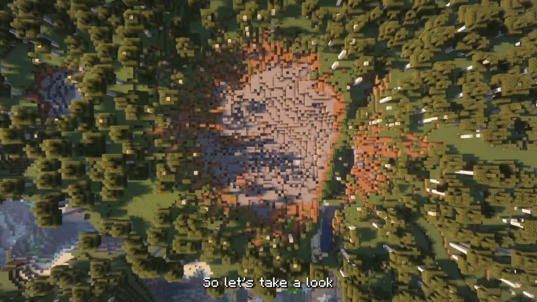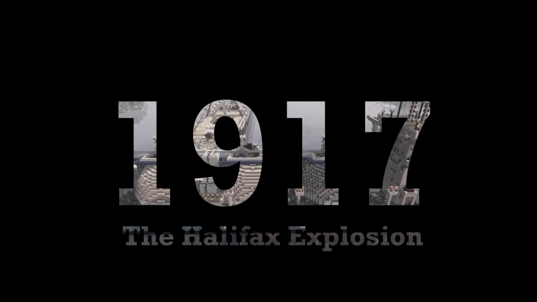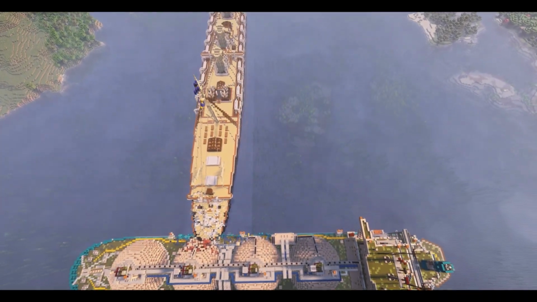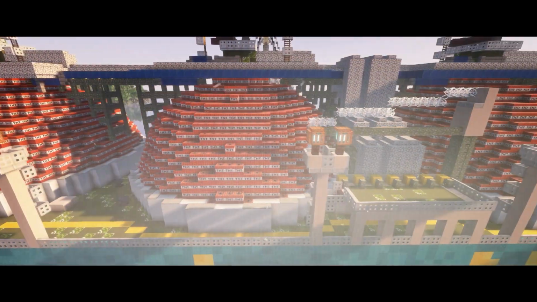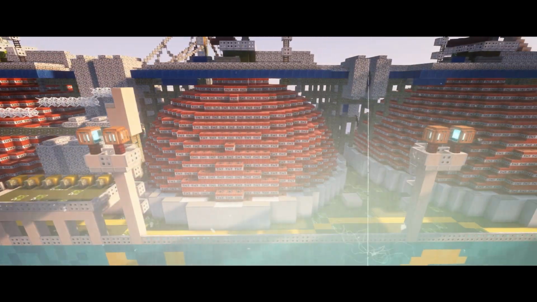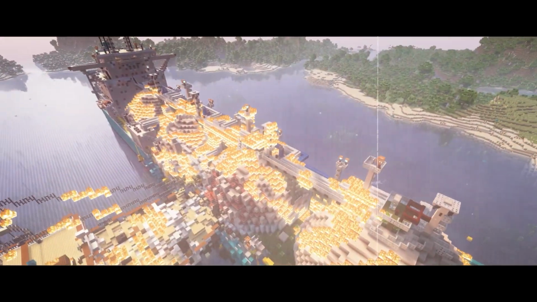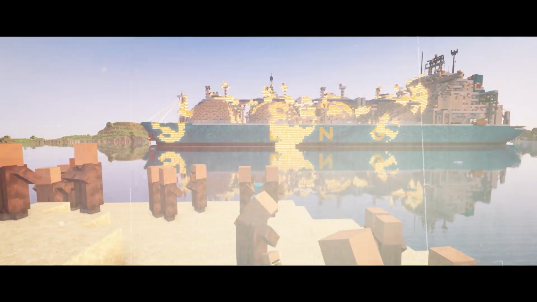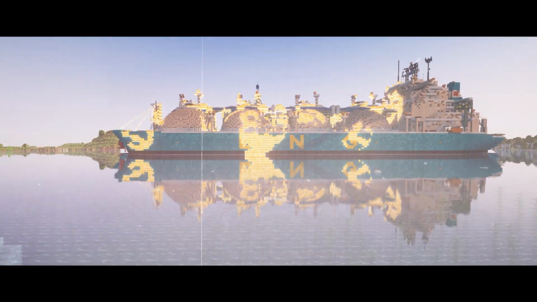So let's take a look at some of the largest TNT explosions that occurred. The Halifax explosion of 1917 is a prime example. 2 ships collide in the Halifax harbor. Thing is, one of them, the SS Mont Blanc, is carrying 2,900 tons of TNT and other explosives, and within minutes it catches fire. People gather on shore watching the black smoke rise, only they have no idea they were standing next to one of the biggest bombs in human history.